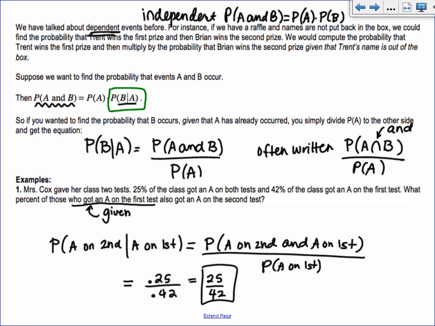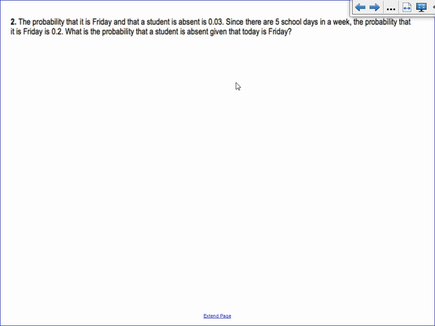So it's 0.595. So that's a little bit more than getting an A on both tests, right? It's a little bit different. Okay. All right, so the next step.